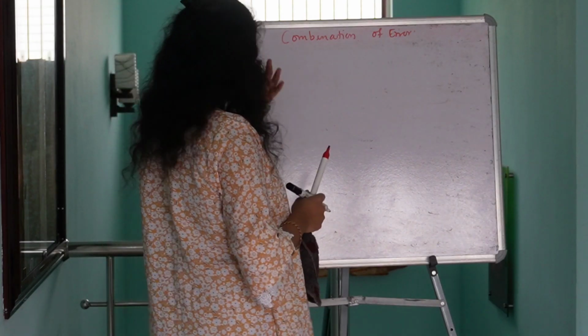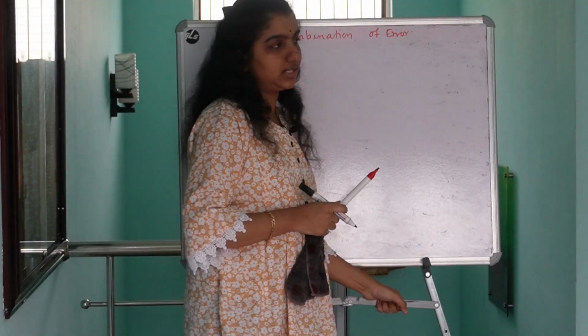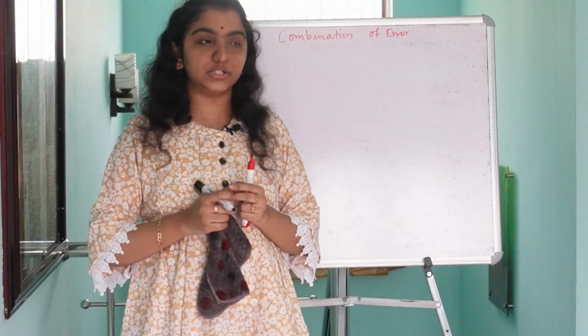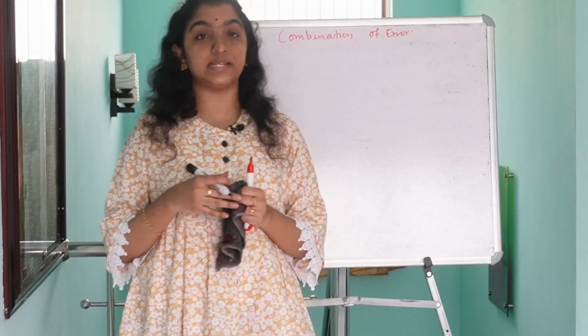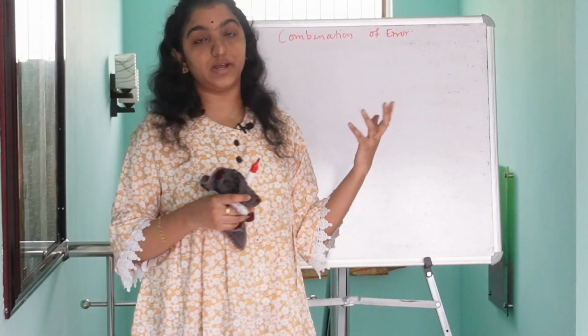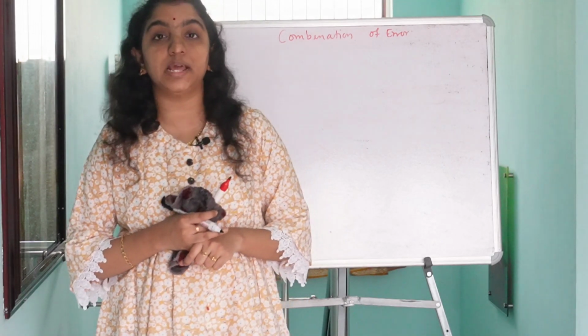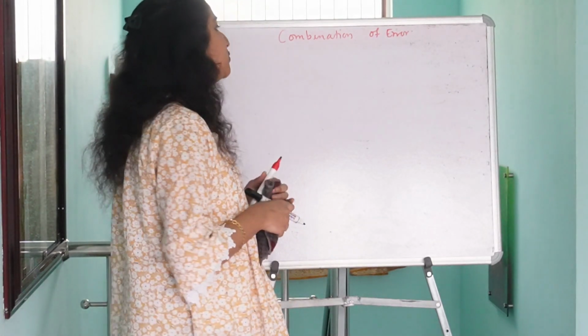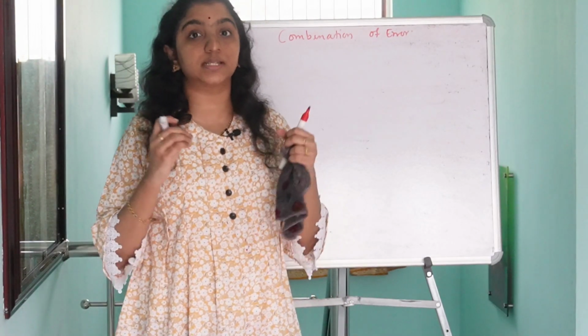Now let's move on to the next case, that is division. Before going into the case, or before finding the error or maximum possible error in the resultant when we are dividing two quantities, we have to understand some concepts.